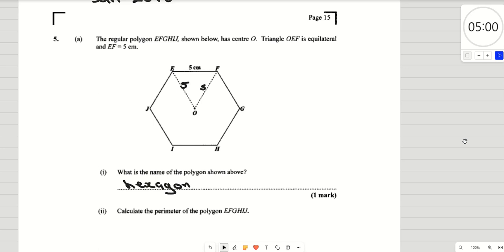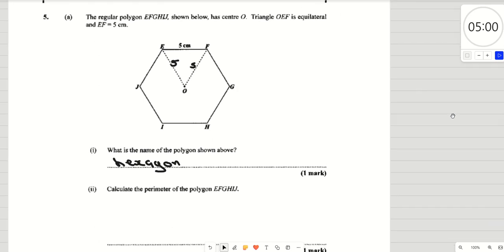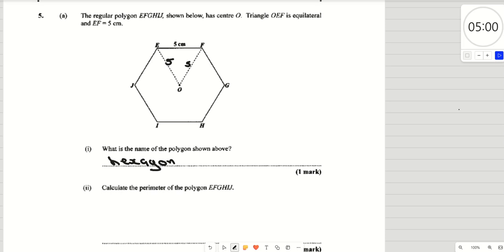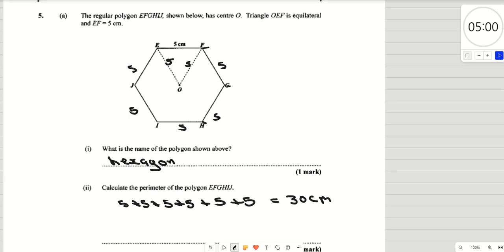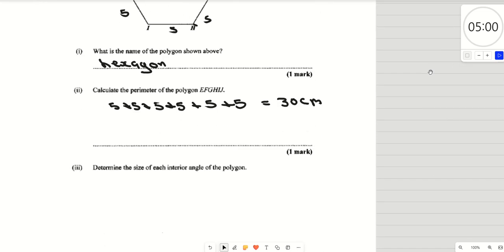Calculate the perimeter of the polygon. Because they tell you all sides are equal, from here to here is also 5, from here to here is also 5, 5, 5, 5. So it's 1, 2, 3, 4, 5, 6. So it'll be 5 plus 5 plus 5 plus 5 plus 5 plus 5, which equals 30. 5 times 6 is 30 centimeters. That would be the perimeter of that polygon.